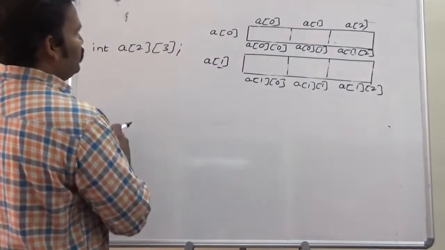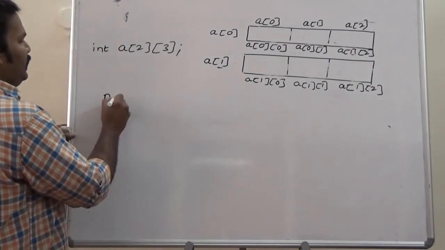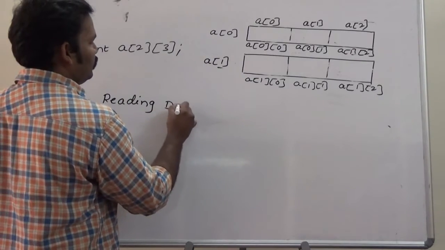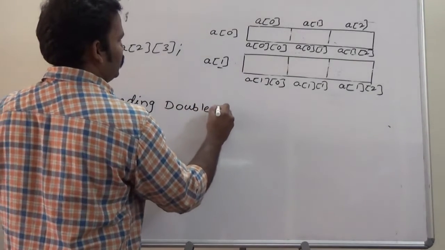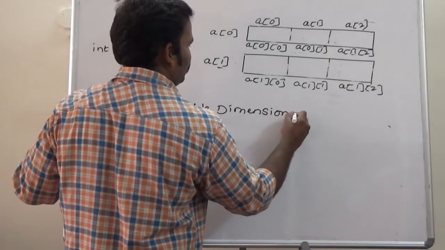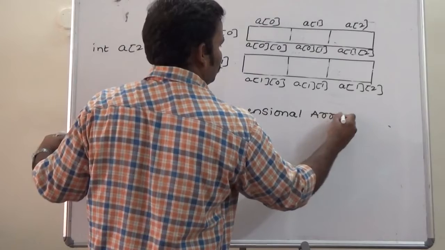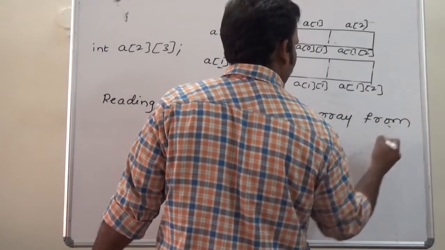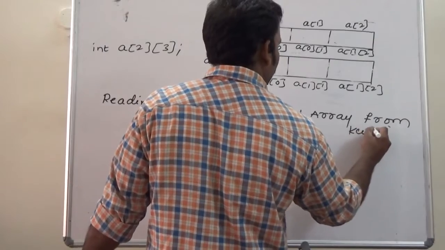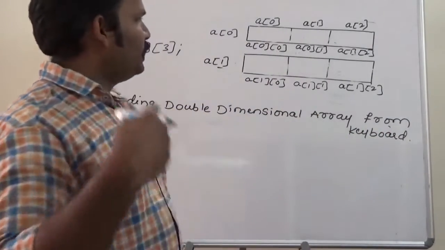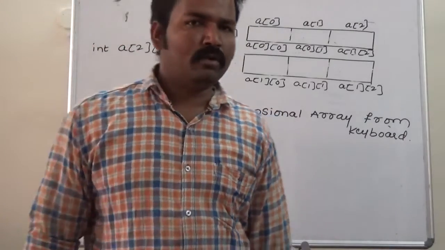Right, next, reading double dimensional array from keyboard. So how to read double dimensional array elements from keyboard?